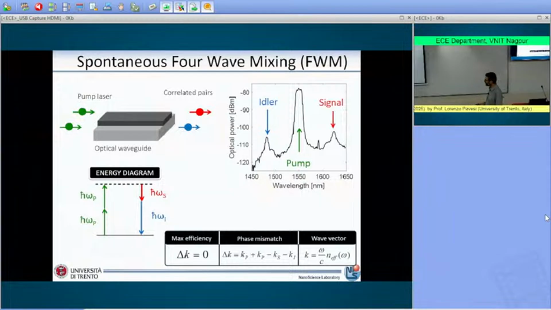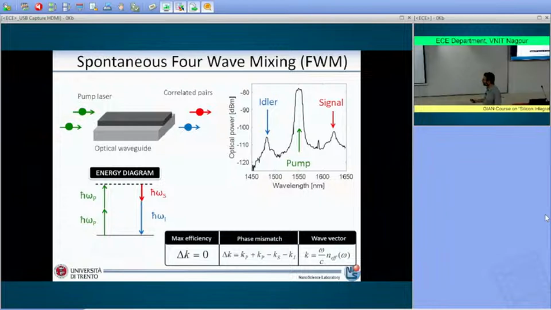So in the four-wave mixing process, the energy conservation rule has to be satisfied, but at the same time also, as we discussed yesterday, the phase matching condition. If you satisfy both the energy conservation rule and the phase matching condition, then when you excite with a strong laser pump, you generate an idler photon at lower wavelength and a signal photon at larger wavelengths.